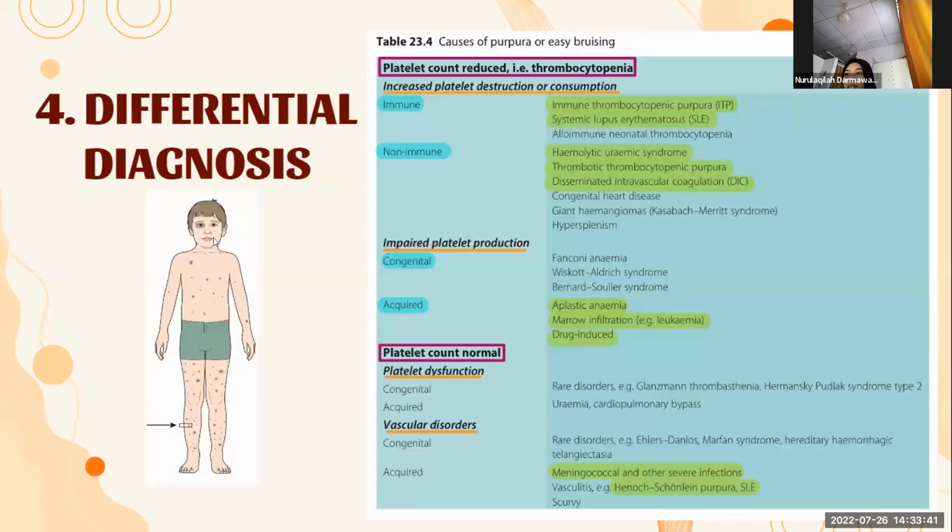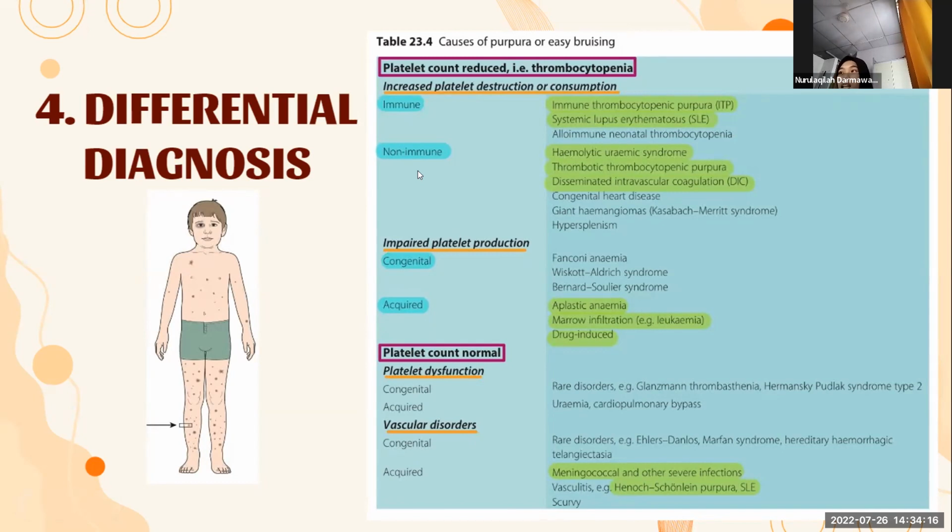So next is differential diagnosis. This is the differential diagnosis when children present with purpura or easy bruising. Purpura and easy bruising can occur due to thrombocytopenia or reduced platelet count, and sometimes even a normal platelet count can also cause purpura or easy bruising. Thrombocytopenia may be due to increased platelet destruction or consumption, which can be immune or non-immune. For immune, the most common is ITP.